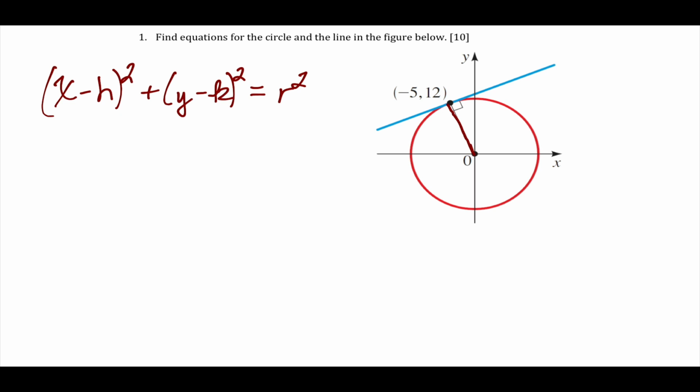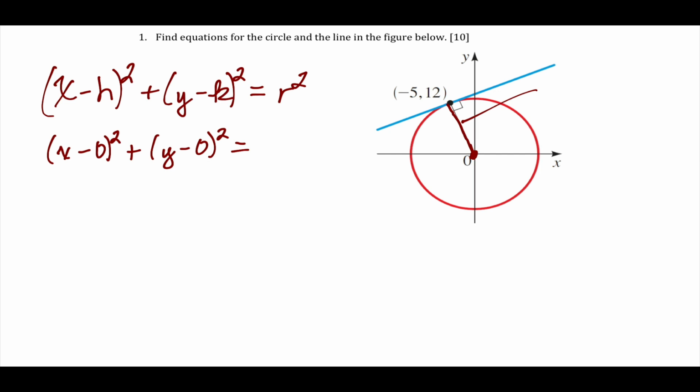So my center, right here, if you'll notice, it's right on the origin. So the center is 0, 0. So if I just go about substituting, x minus 0 squared plus y minus 0 squared equals r squared. I don't know what r squared is yet because I have to figure out the distance of this segment. So I have one of two ways to do this.